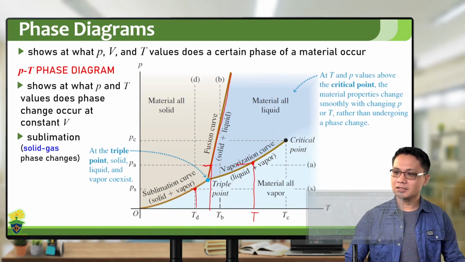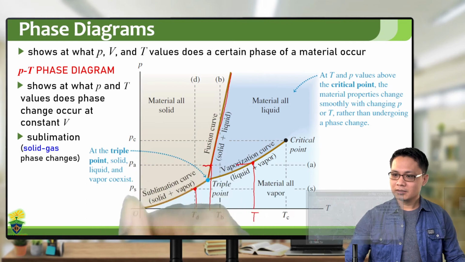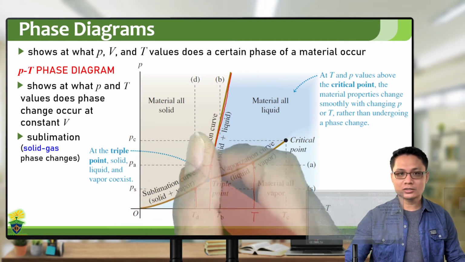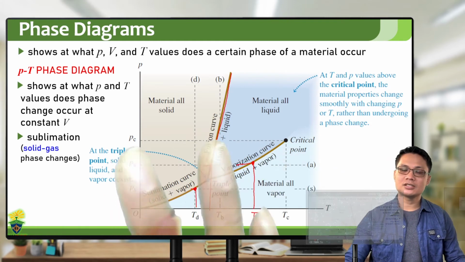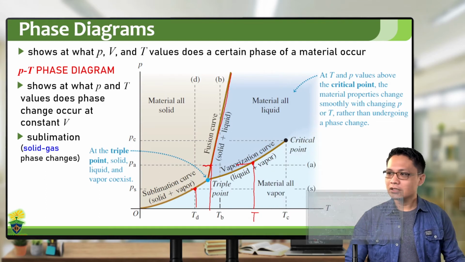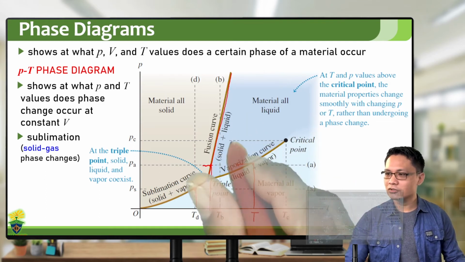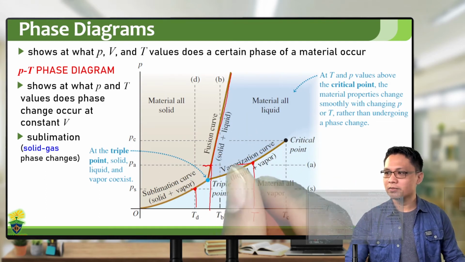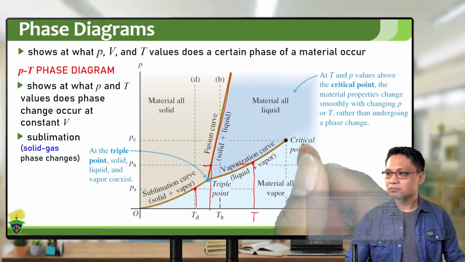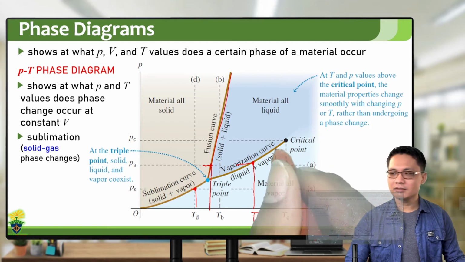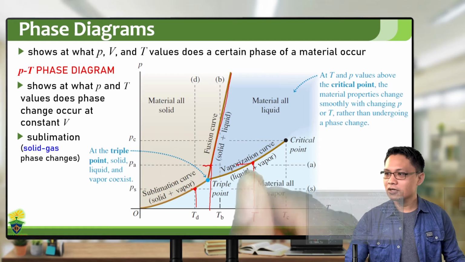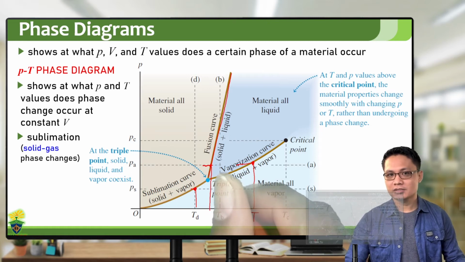Other than the sublimation curve, fusion curve, and vaporization curve, there are two important aspects in considering a phase diagram. First, we'll discuss the critical point. The critical point is a point where the material properties change smoothly with change in pressure or temperature, rather than undergoing a phase change.